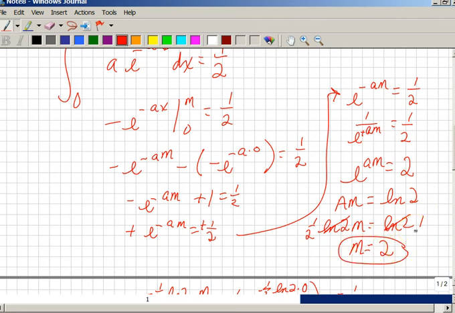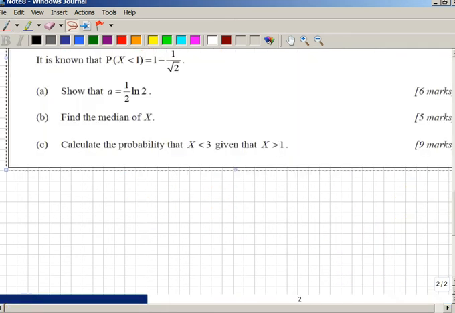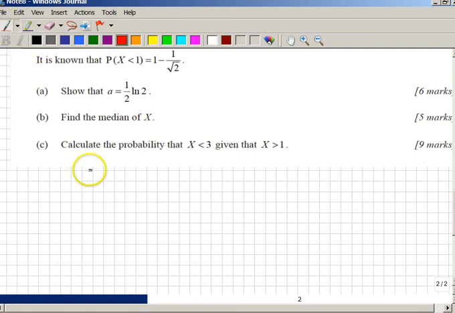This problem's getting a little messy, but it's really pretty simple the way it falls out. Part C is worth 9 marks. It's really not any harder than the other two parts. In fact, I think it's a little bit easier. Calculate the probability that x is less than 3 given that x is greater than 1. I'm going to write that as a conditional statement: the probability x is less than 3 given that x is greater than 1.